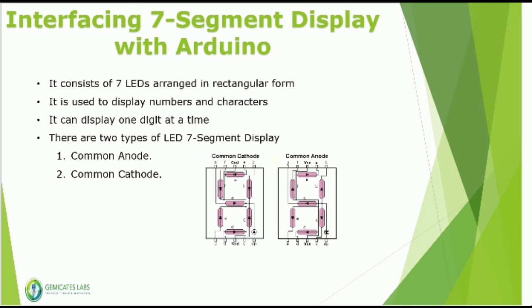Next one is interfacing 7-segment display with Arduino. 7-segment display consists of 7 LEDs arranged in rectangular form. It is used to display numbers and characters. There are two types of LED 7-segment display. One is common anode and another one is common cathode. In common cathode, all 7 LED cathode terminals are connected to ground. In common anode, all 7 LED anode terminals are connected to VCC.